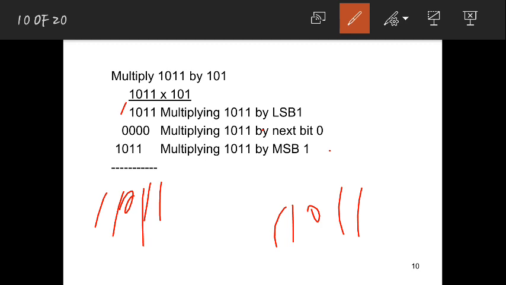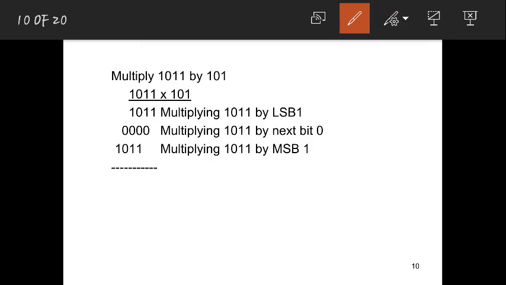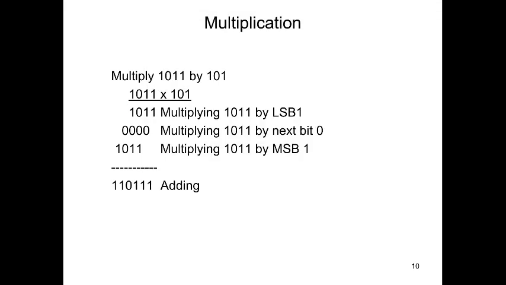Is that what I missed here? So 1 2 3 4 5. You need to get 6. Yeah, 110111. So this is what you should get. Let's check, 110111. After multiplying all this, we are adding all together. Okay, is that fine?